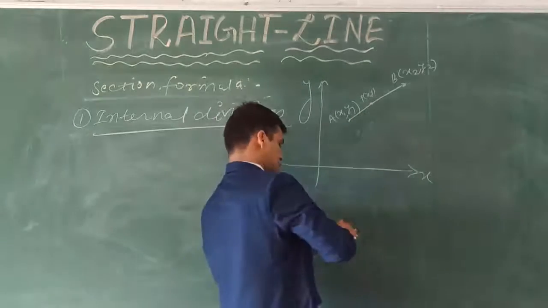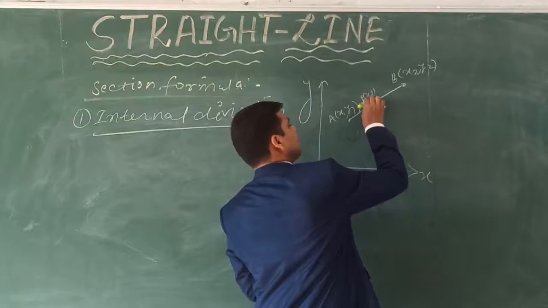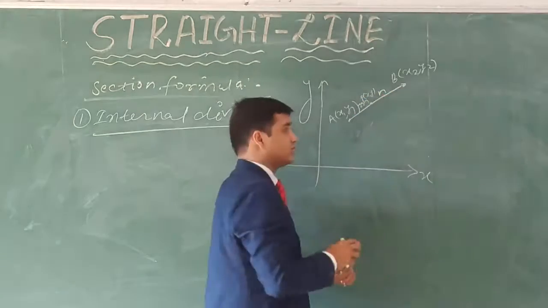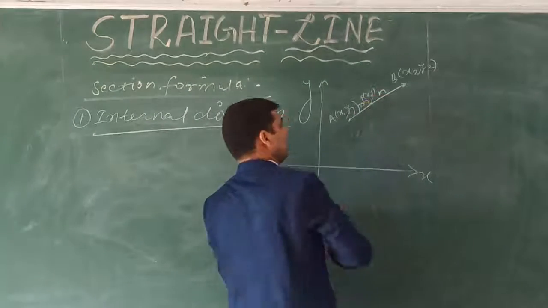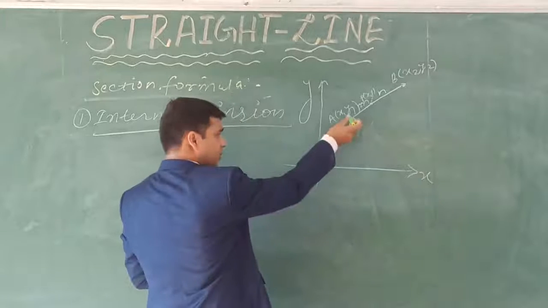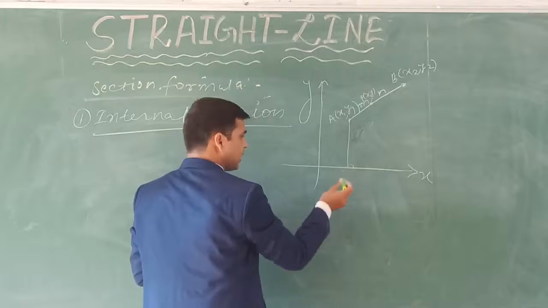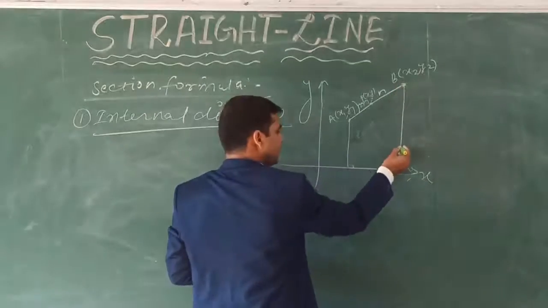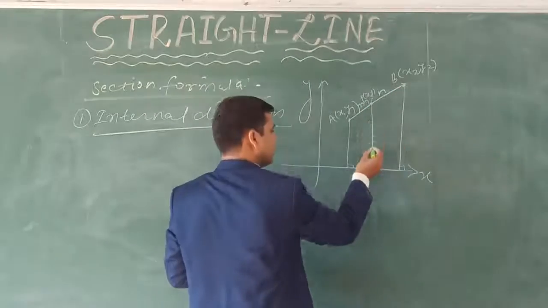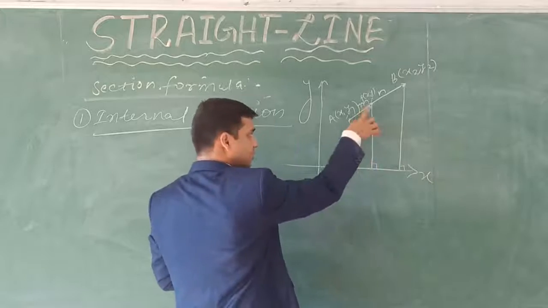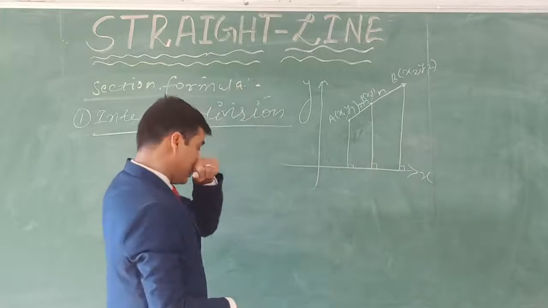m:n. I am writing here m. This is m and this is n. The line is going to divide in the m:n ratio. Now see this here. If I draw a perpendicular line from this point on the x-axis, it will be like this, from here to here, a perpendicular line from this point on the x-axis.